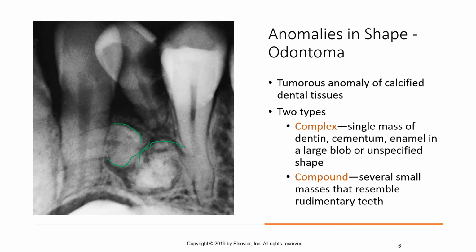So we have complex, and that's just a single mass of dentin, cementum, and enamel, and it's more like a large blob, and it doesn't have a specific shape. All of a sudden you'll see what appears as kind of ground up enamel. Then we have compound, and that is multiple, right? Compound meaning multiple. So we're going to see several smaller masses that often resemble our rudimentary or our supernumerary teeth, especially mesodens. This one often does resemble mesodens. The only thing is that these are usually smaller than a mesodens.